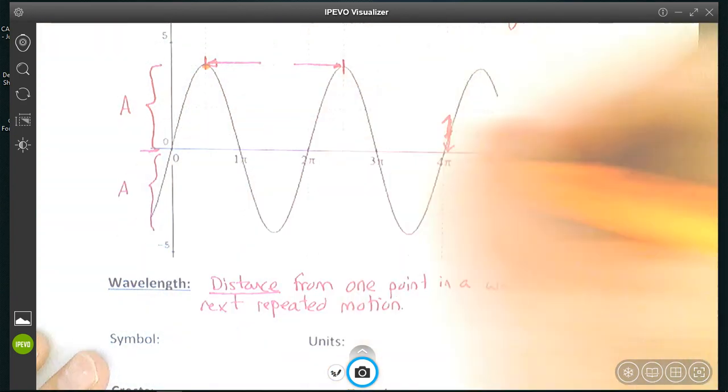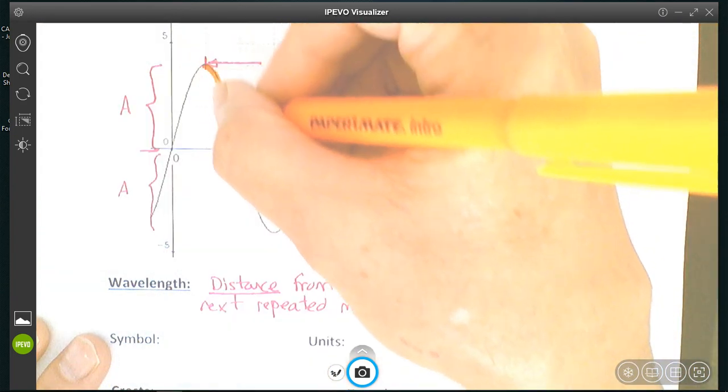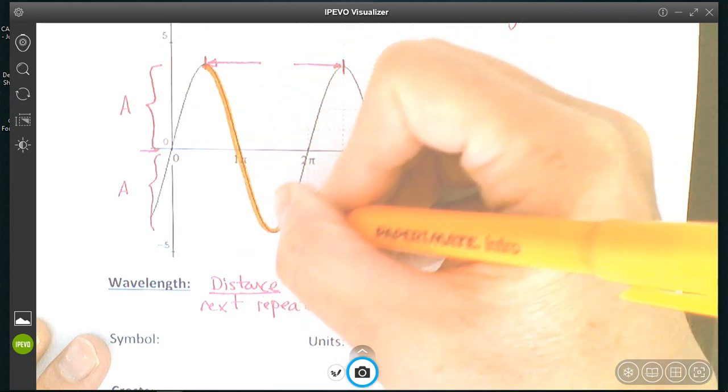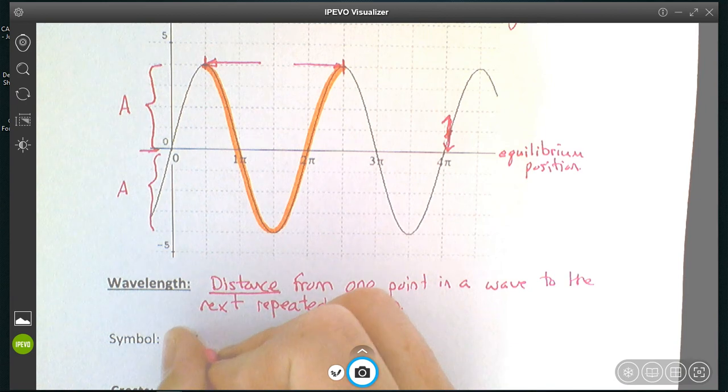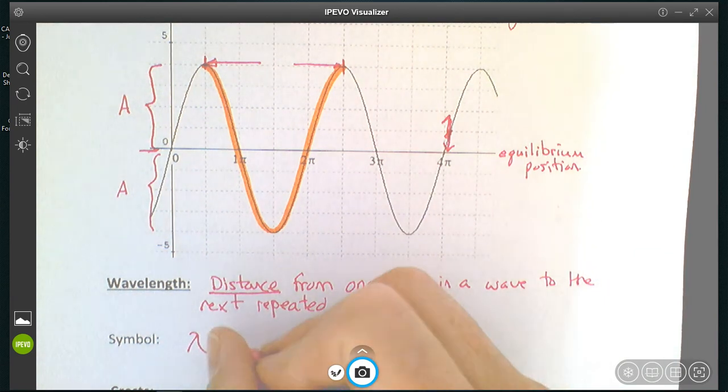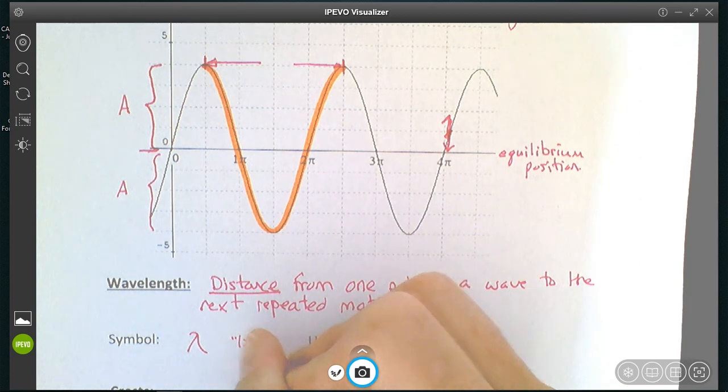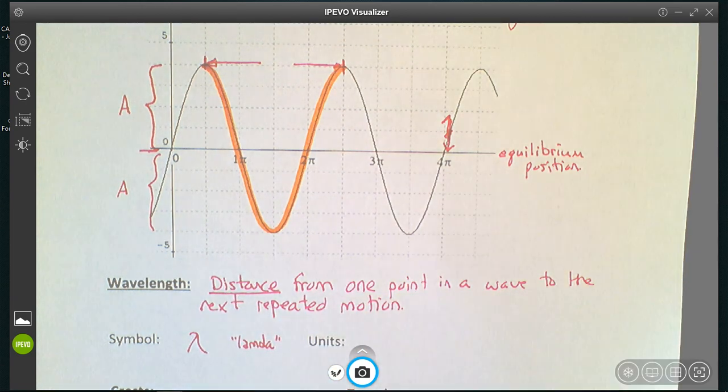Now, this could be like the distance here that goes down and back up. That's one repeated motion. So the distance from there to there is called the wavelength. The symbol given for wavelength is a really cool symbol called lambda. Lambda, Greek letter. You measure these things in units of meters. That's the SI unit. You can measure it in centimeters, kilometers, light years, doesn't matter. Yards, whatever you want. But meters is the SI standard unit for it.